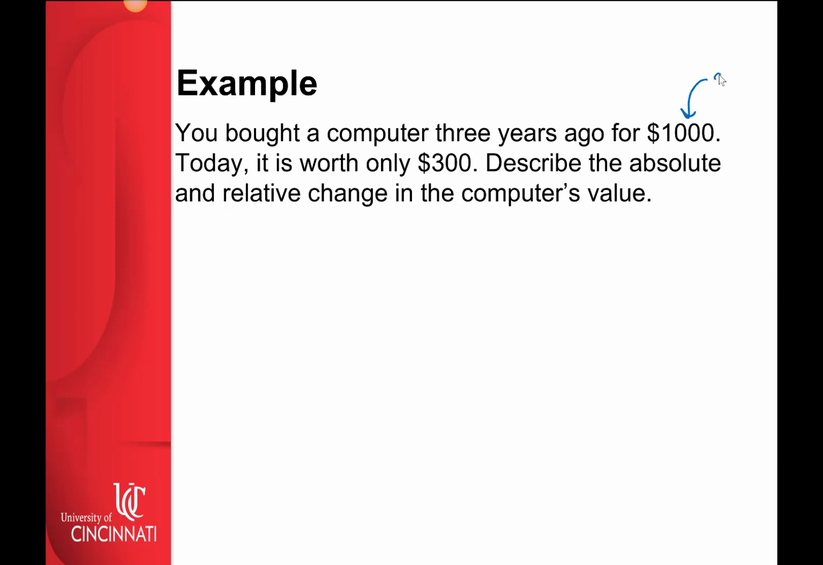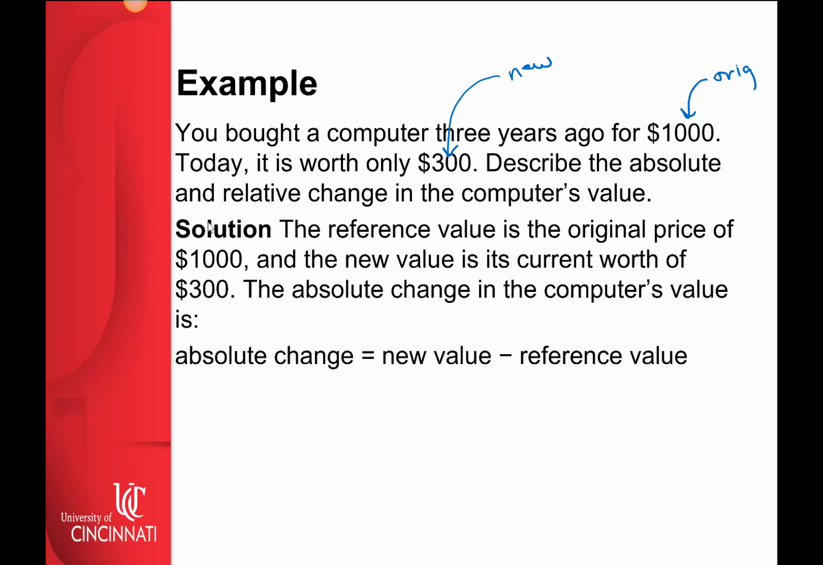So right away, just label this. Here's my original. What's the new value? 300. Now, to get the absolute, okay, here we go. The absolute is the new value, the 300, minus the 1,000. Does it make sense that the absolute change is a negative value here? What does a negative value mean happened? It's lost value. It's gone down, hasn't it? Computers are never an investment because they don't go up in value.